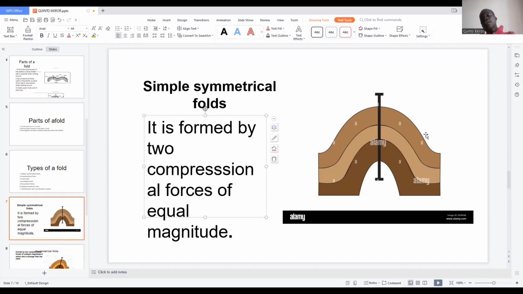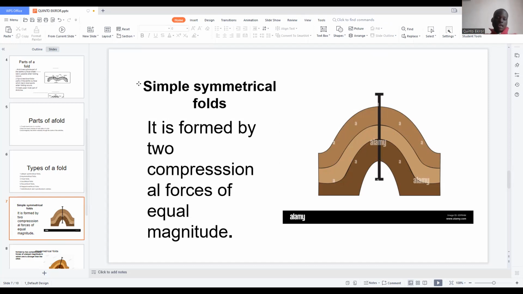So it means the compressional force on this side is the same force, of the same magnitude, as on this side also. That is why it is called a simple symmetrical fold. Understood, students up there?